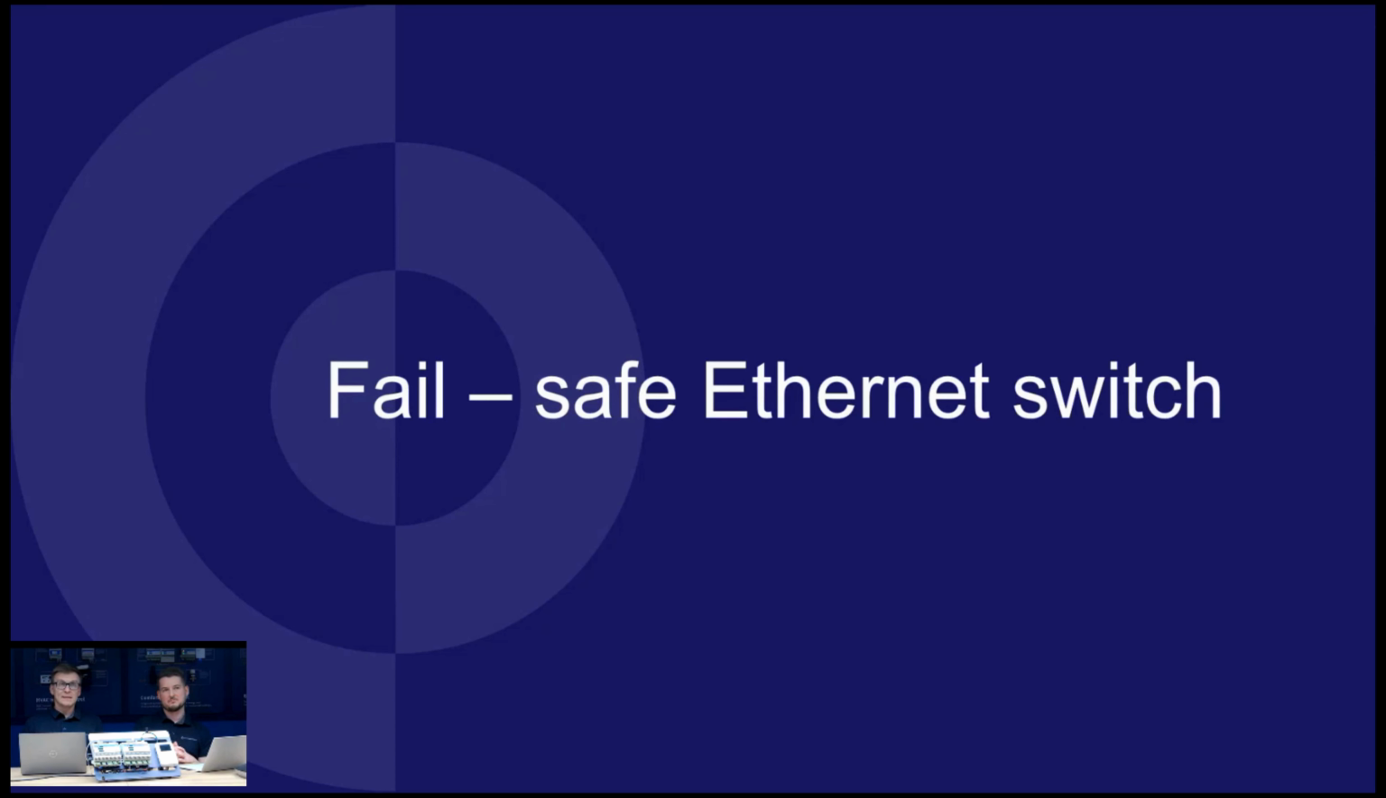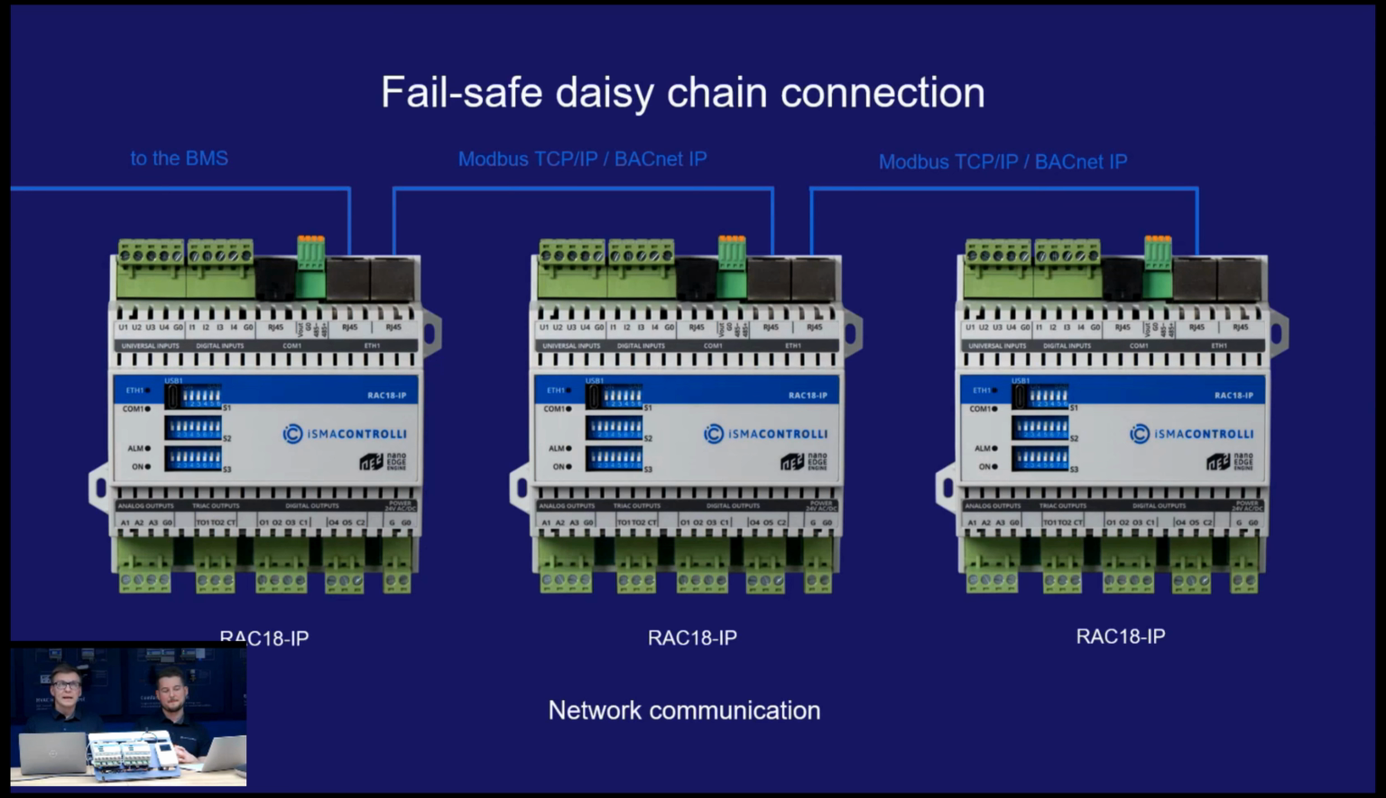The second key feature is the built-in fail-safe Ethernet switch, which allows you to make a daisy chain connection. So one IP port allows a daisy chain connection using Modbus TCP and BACnet IP connectivity. And what exactly does fail-safe mean? It means that in case of power supply failure, the network communication is still upheld, so the network communication works even without power supply.